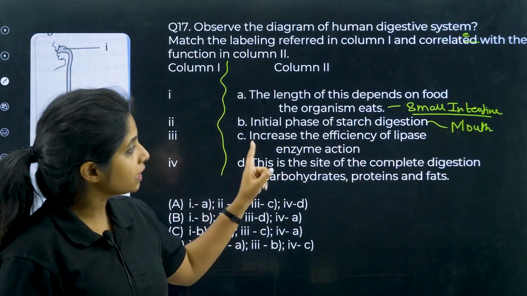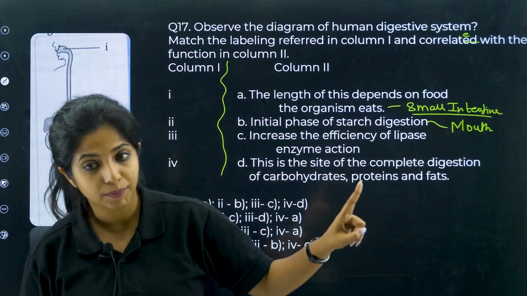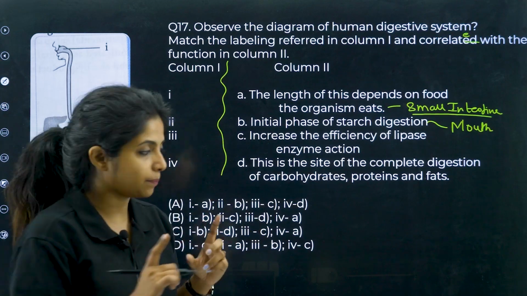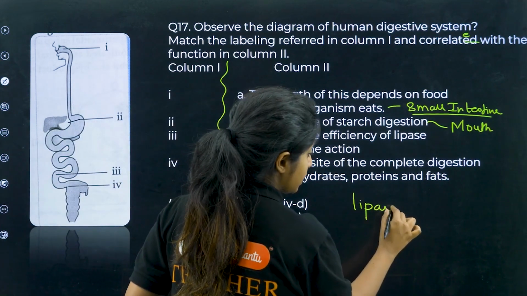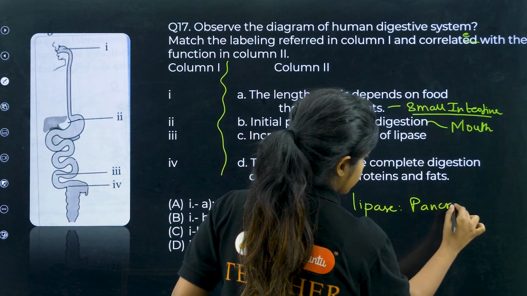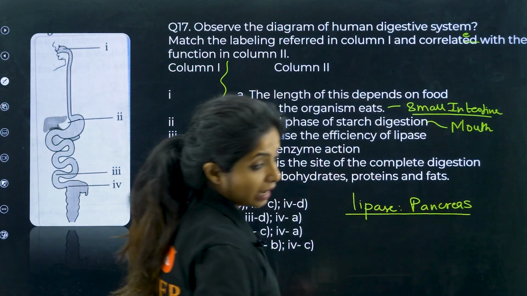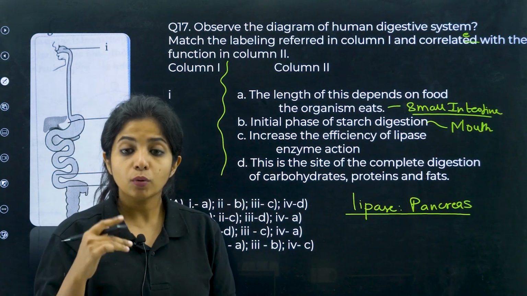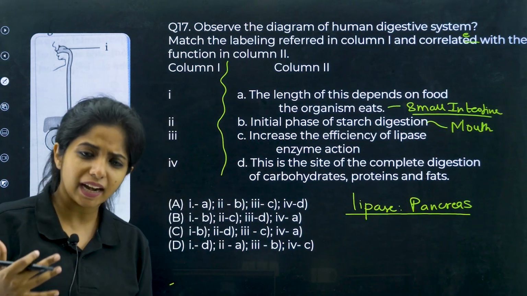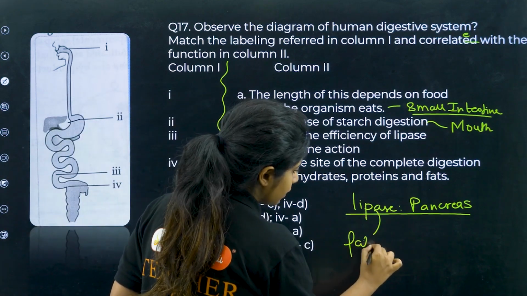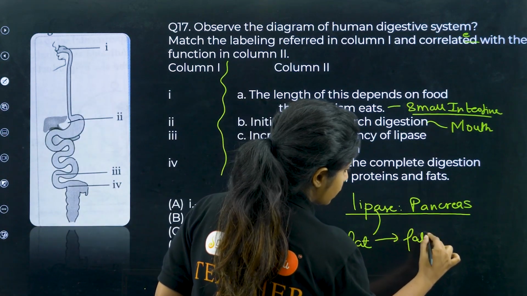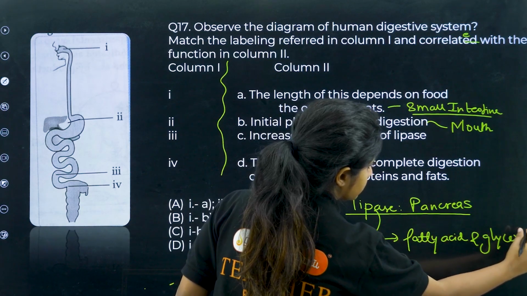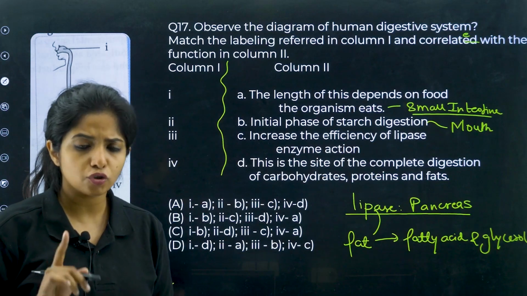Next thing, increase the efficiency of lipase enzyme action. So who increases the efficiency of lipase enzyme action? Lipase is an enzyme that is secreted by the pancreas, my dear children. If I want to increase the efficiency of lipase, what is lipase going to do? It acts on fat molecules and breaks them down into fatty acid and glycerol.